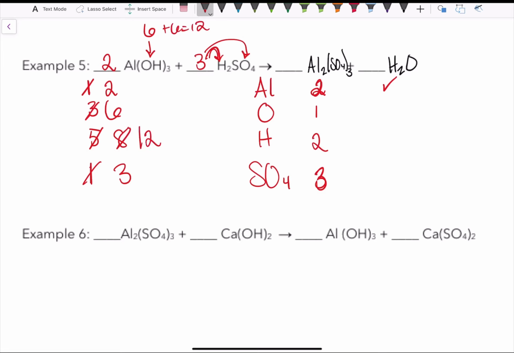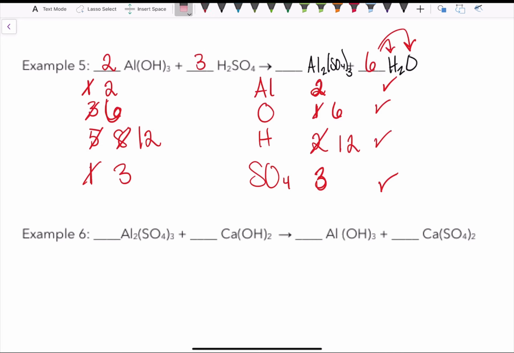So we have balanced aluminum. We've balanced sulfate. Next, let's balance oxygen. We have 1 here, and now we have 6 over here. We can balance that. Multiply it by 6. Now we have 6. And of course, when we move the 6 here to change oxygen, it also changes hydrogen. And now it becomes 12. But hey, that worked out in our favor. Oxygen and hydrogen got balanced in one big swoop.